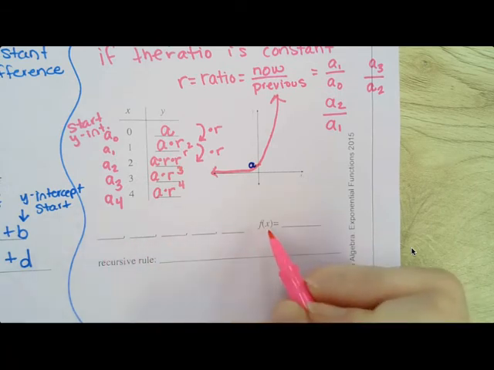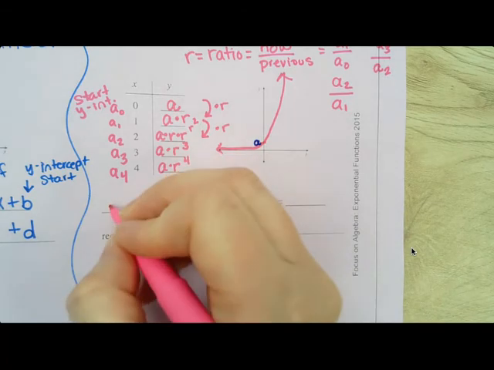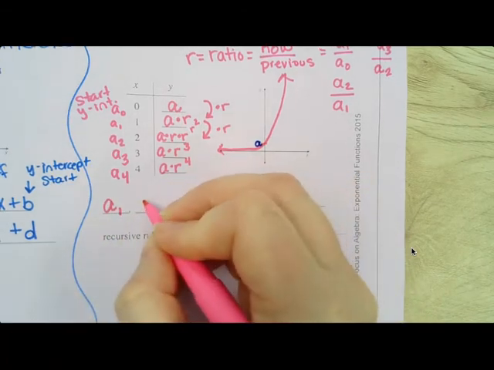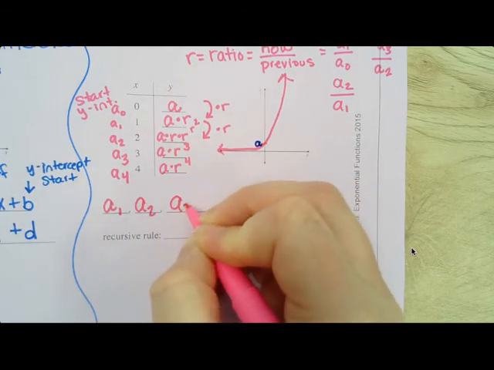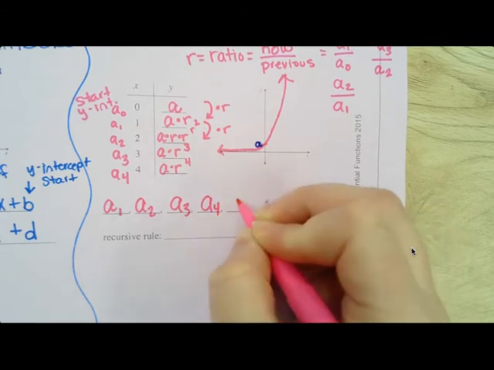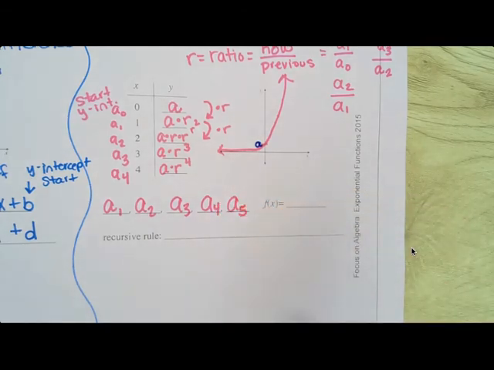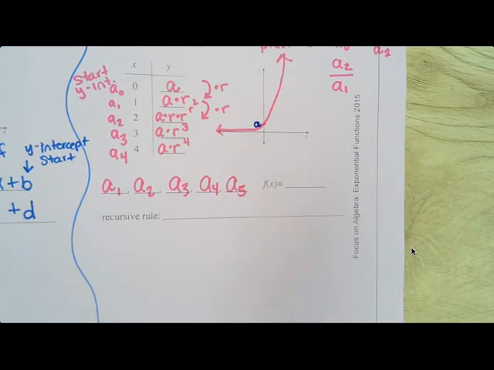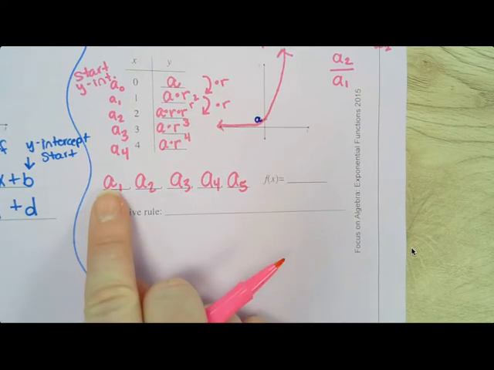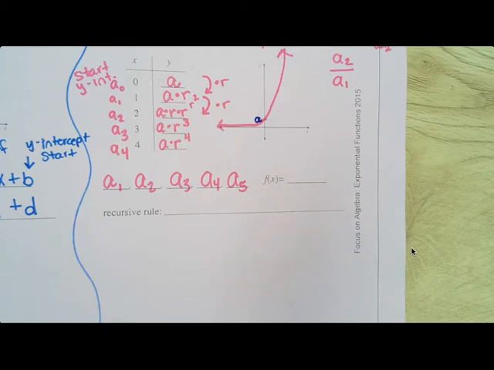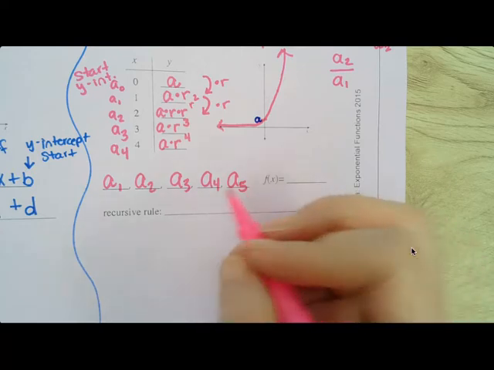Okay, and then our sequence is starting with A1, which is our first term, second term, third term, fourth term, and fifth term. You start with your first term. And then the recursive rule is found like this.